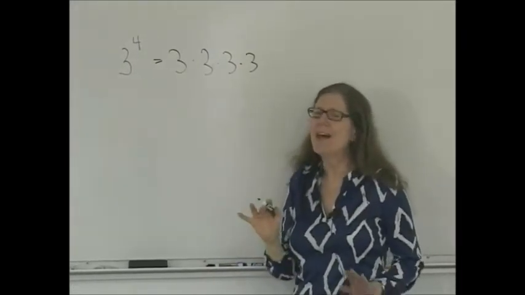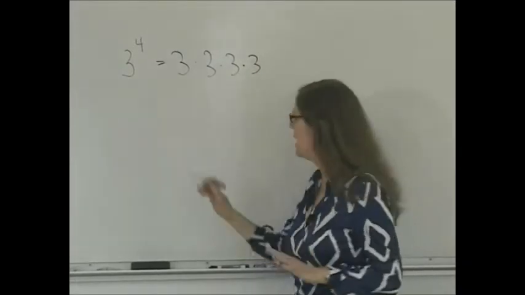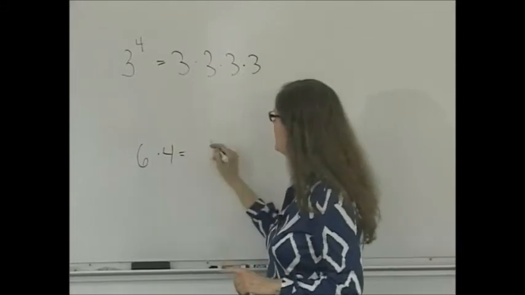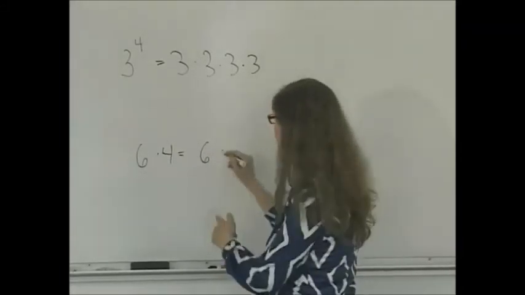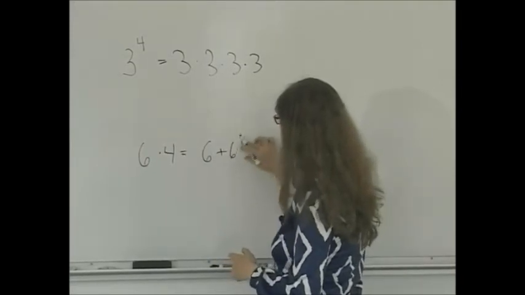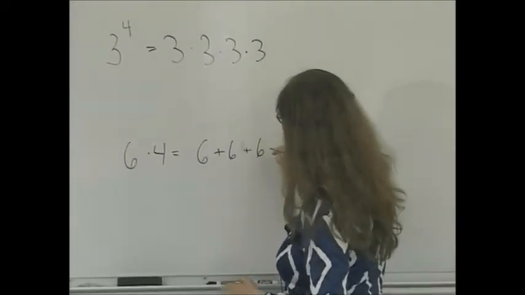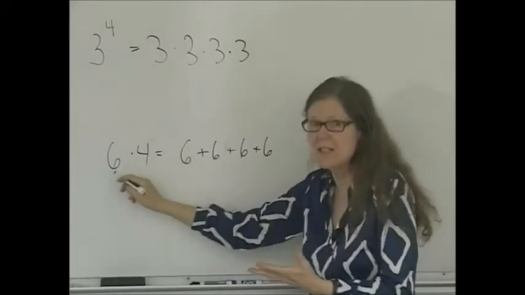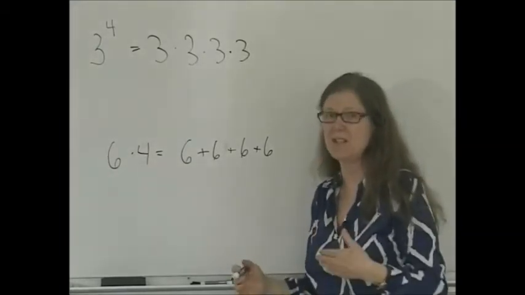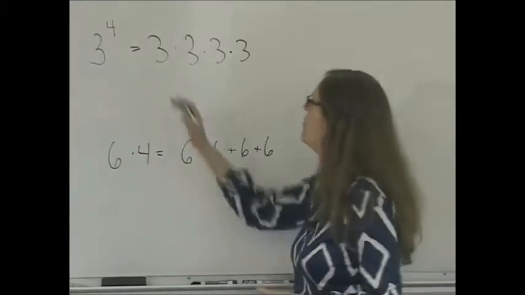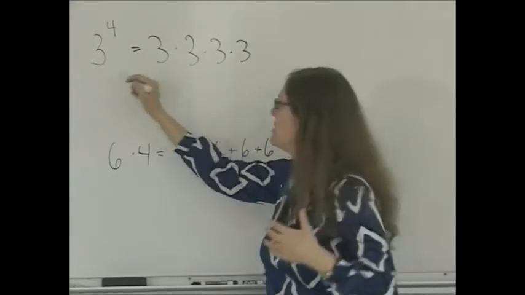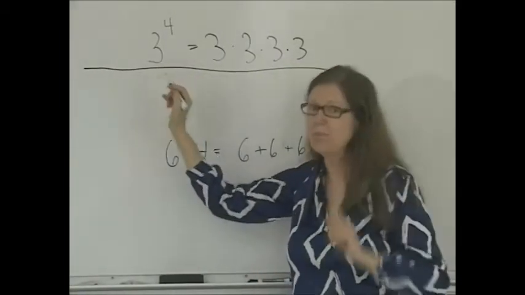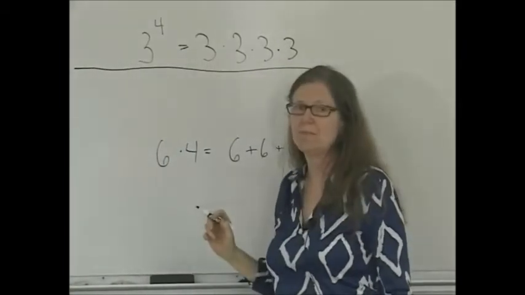I want to point out that it's a little bit like when we multiply. When we multiply 6 times 4, that means 6 added to itself 4 times. Right? This means 4 sets of 6, or you could also do it 6 sets of 4. You'll get the same answer either way. This is the base, the number that's on the line. This is kind of our line. The base multiplied by itself 4 times.